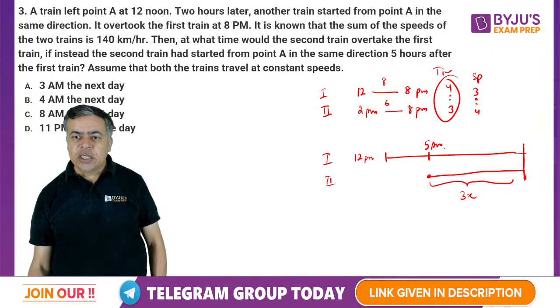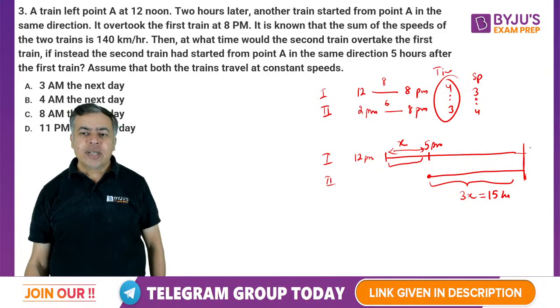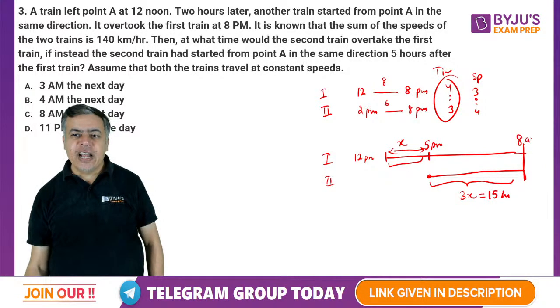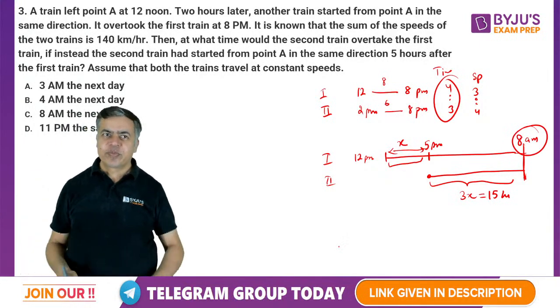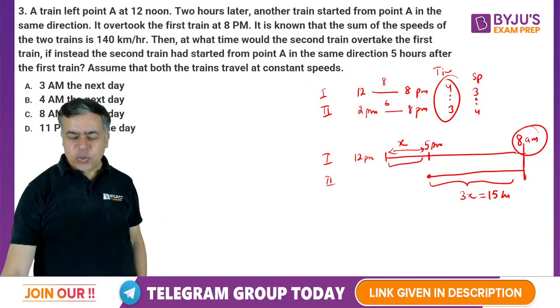So this must be 3x, and this must be x. So if this is 5 hours, this 3x must be 15 hours. So after 5 p.m., 15 hours, it means 8 a.m. next day, right? Directly you could have done this. Okay, great. So let's move to the next one.